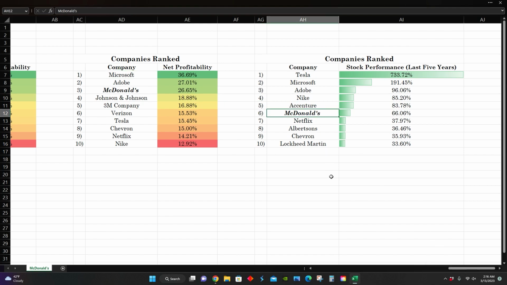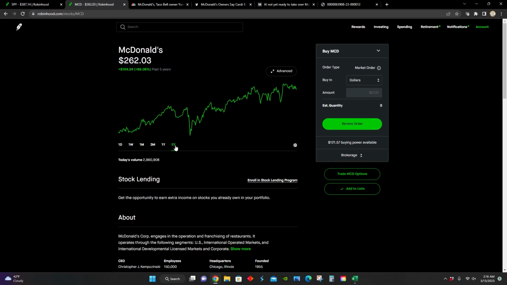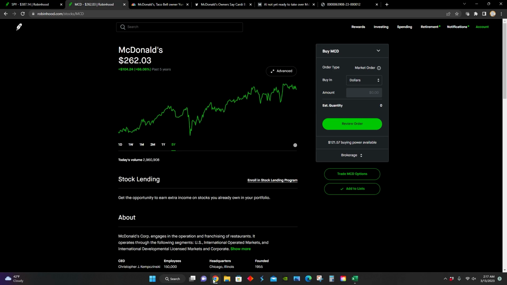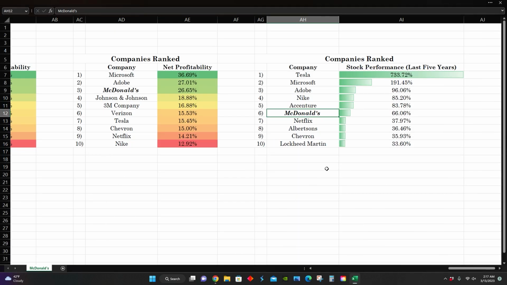And then also in terms of stock performance, we saw that over the five-year chart, McDonald's has actually been doing extremely well. They're up 66%, beating out the rest of the market here. And in terms of comparing them to the other companies we've looked at, they're not doing too bad. They're not doing as good as Accenture, Nike, and Adobe, and then Microsoft and Tesla are obviously in a league of their own, especially Tesla with their 733% return over the last 5 years. Lockheed Martin producing the worst return over these 10 companies with a 33% return.